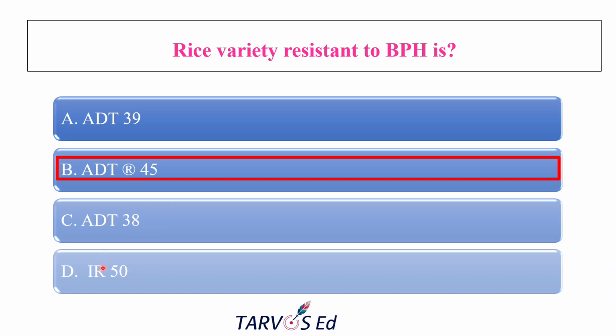And comes the ADT, sorry, IR50. IR50 is an IRRI variety. What is that? International Rice Research Institute, which is located in the Philippines, right? That is the IRRI variety. So this is the high yielding one with good cooking quality. This variety has good cooking quality, but it is still susceptible to BPH, so it is often used as the susceptible check in the BPH screening trials and all.